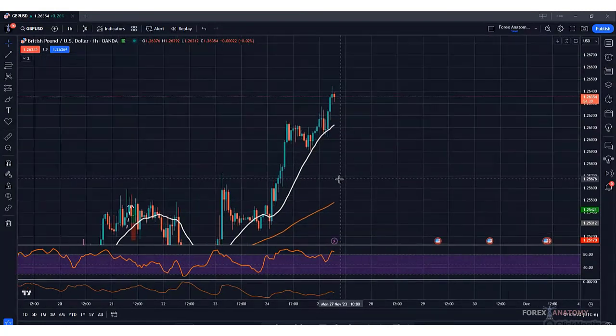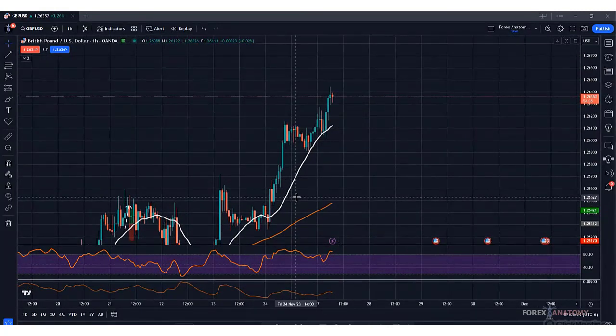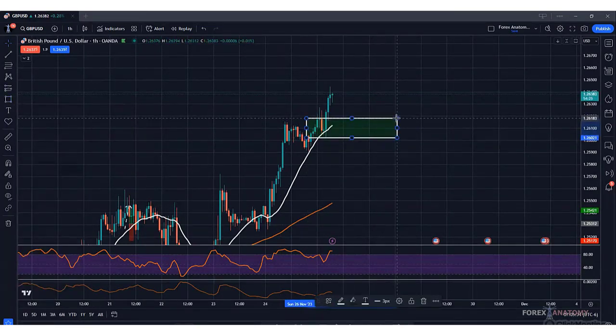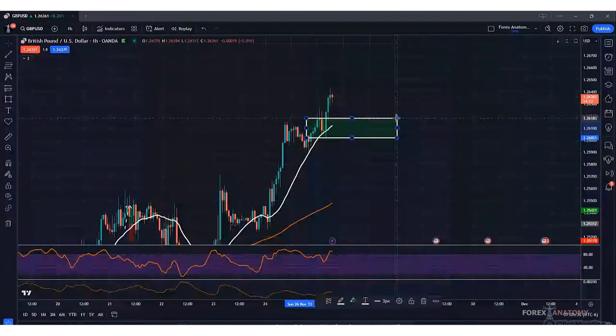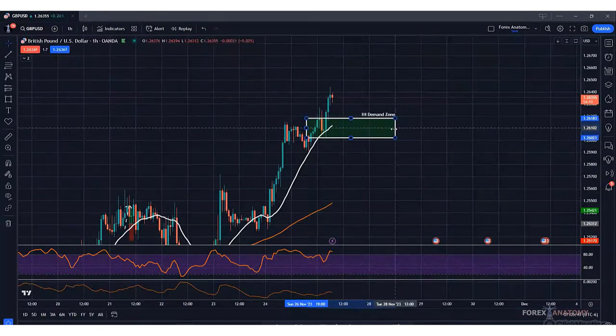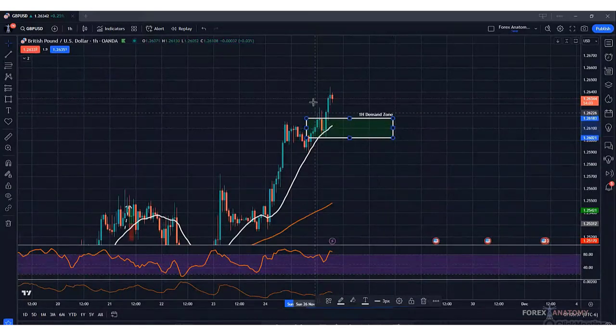So in our case, we want to identify where this zone of demand is, and we could look at our charts and say, hey, the zone of demand is right around here. In this area right here, this is where we see buyers come in and create this move to the upside. So what I'm going to do is simply wait for price to come to this area of 1 hour demand, and then from there I'll look to see if there's a good opportunity to buy.